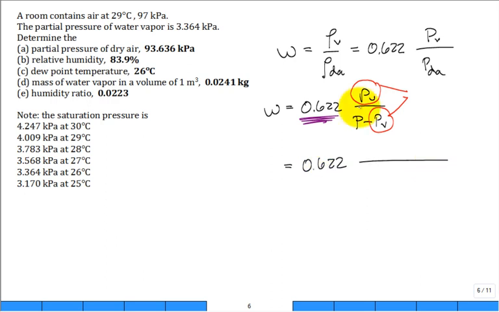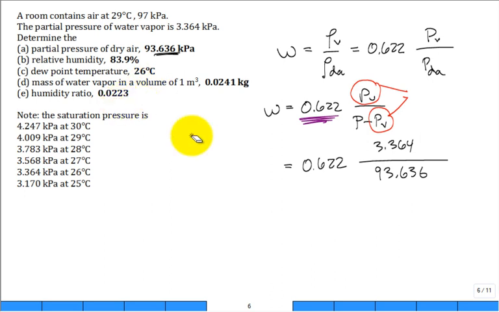0.622 times the partial pressure of vapor, 3.364, then it's 97 minus 3.364. Actually, we already did that. We could have done this, 93.636. The answer for part A. Could have used it. And when you calculate, you get this. Professor, should there be units on this? Your call. You can put kilogram vapor per kilogram dry air, or just leave it off. Both are correct.